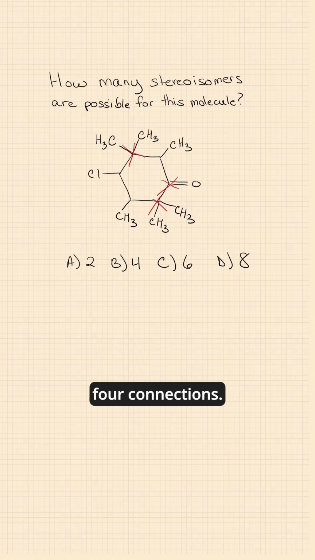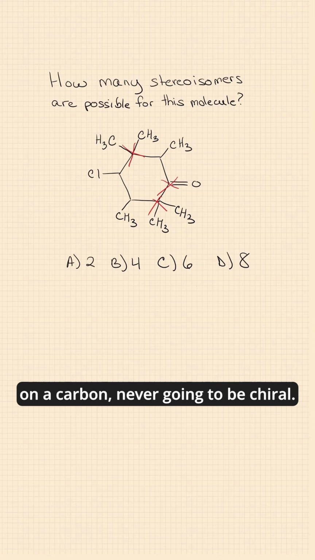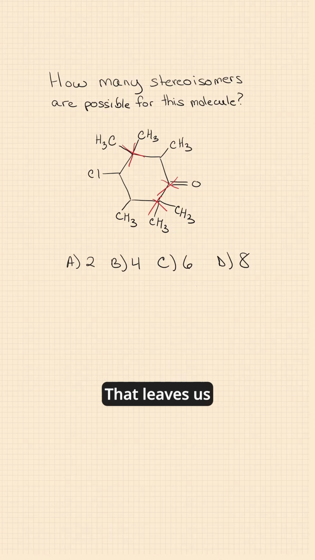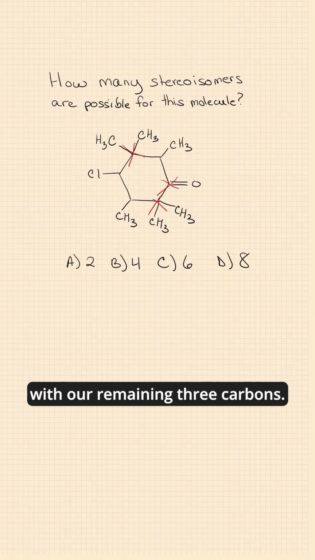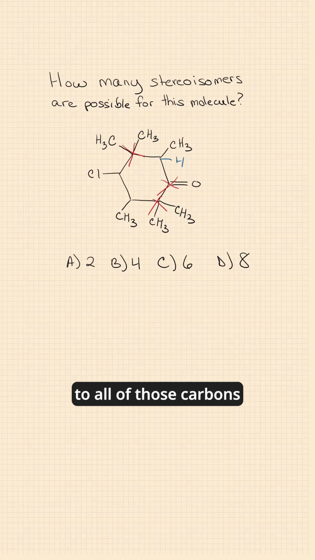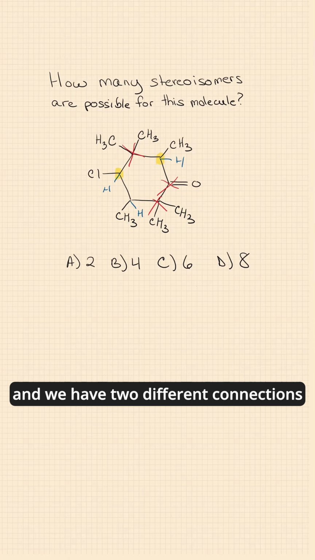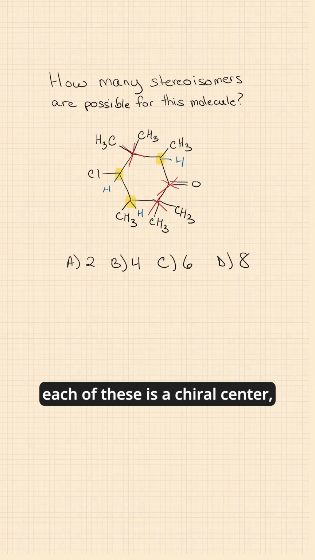This doesn't even have 4 connections. Anytime you have a double bond on a carbon, never going to be chiral. That leaves us with our remaining 3 carbons. And if we remember that connected to all of those carbons is an unwritten hydrogen, that means since our ring is asymmetric and we have 2 different connections to that carbon from outside the ring, each of these is a chiral center, and we have 3 chiral centers.